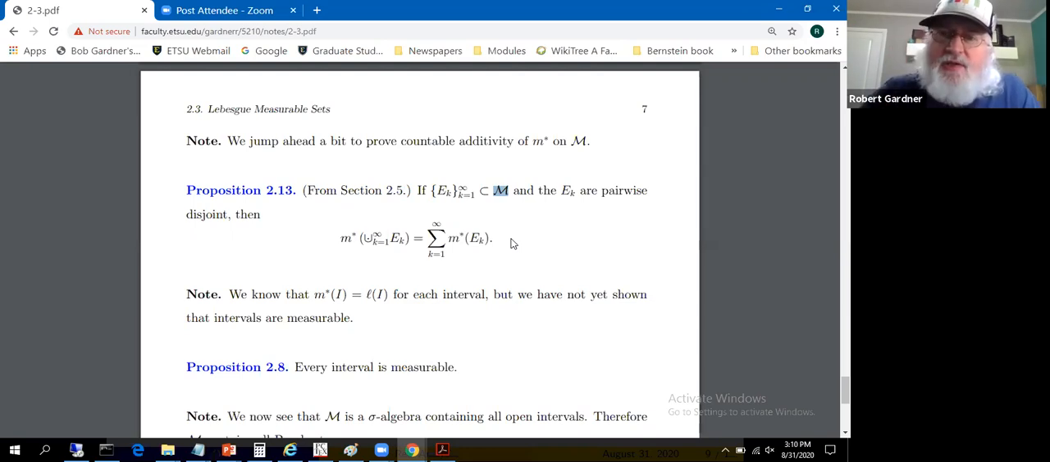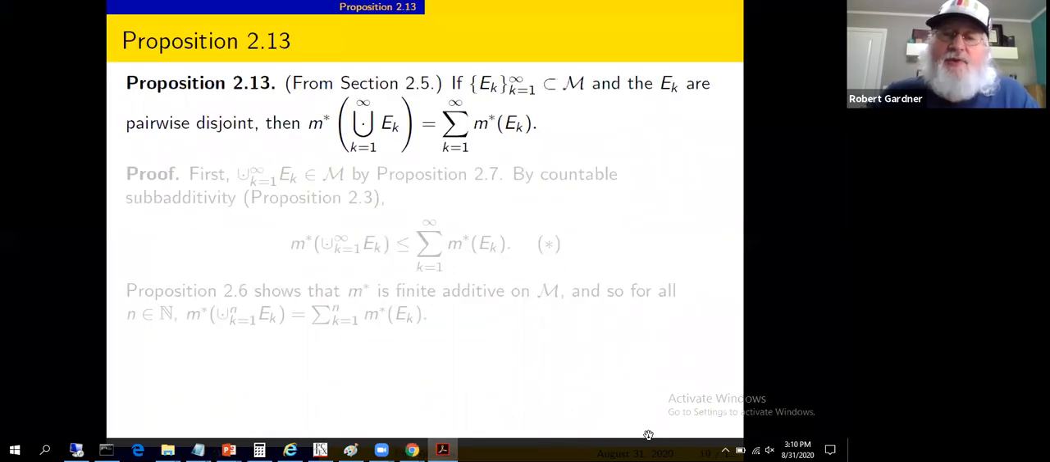What do you know is in this collection of sets of real numbers so far? Measure zero sets and their complements. So you don't know too much just yet about what is measurable. But at least outer measure is behaving very well on this collection of sets. Let's prove countable additivity. Okay.